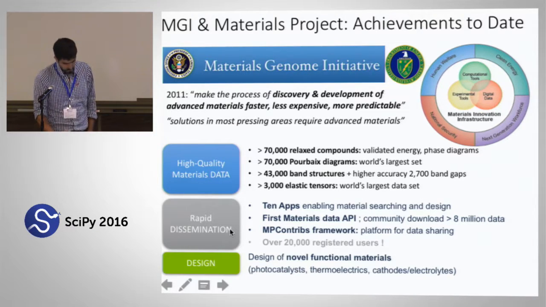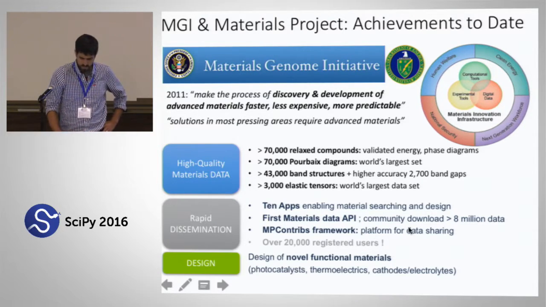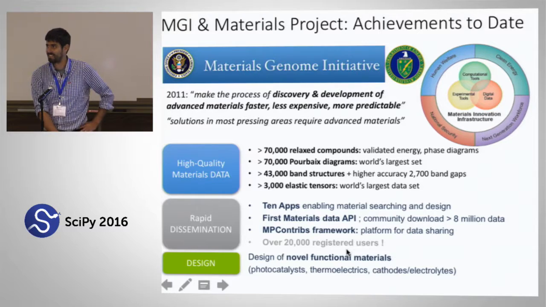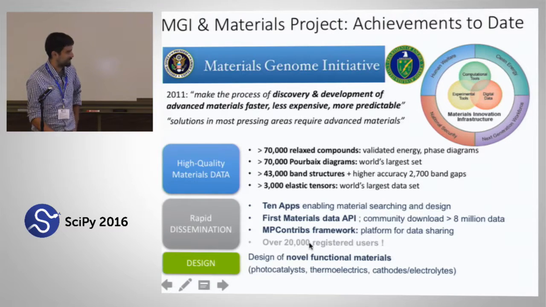Then we have not only our data, we also have a rapid dissemination. So we have a portal with 10 apps that enable material searching and design with different applications. We have a REST API, actually the first materials data API where the community can just download our materials data programmatically. And what we're working on recently, it's one of my other projects, is a contribution framework so that the community can contribute back to the platform and share data within the community. That's important because we just hit 20,000 registered users in the Materials Project. It's pretty big, but of course we don't compare to Facebook or others. But this is materials science, so it's a bit different.